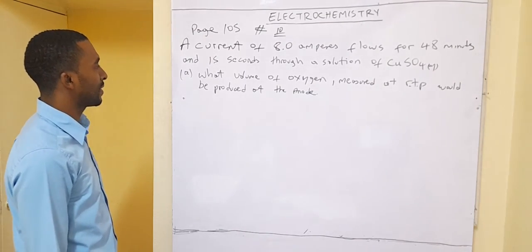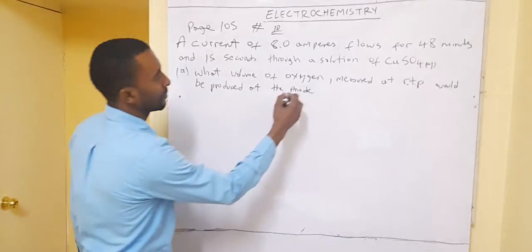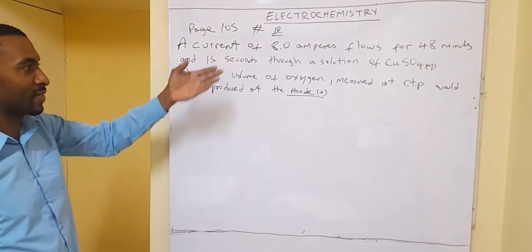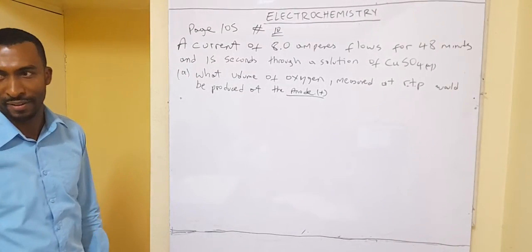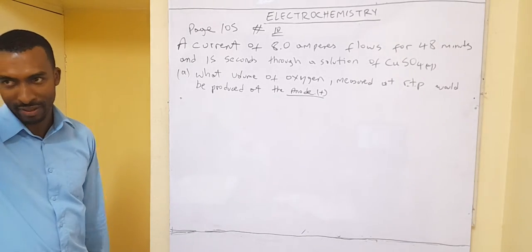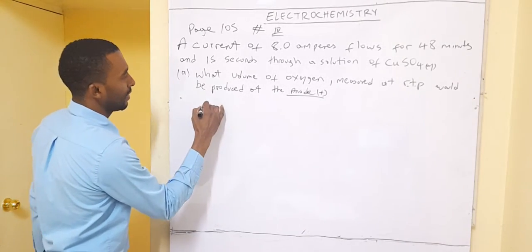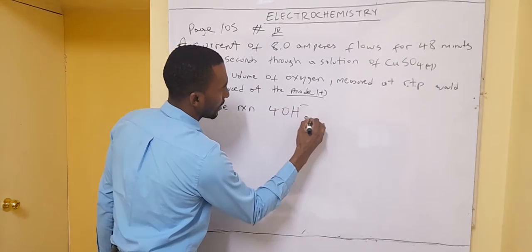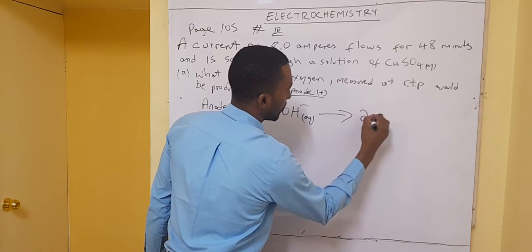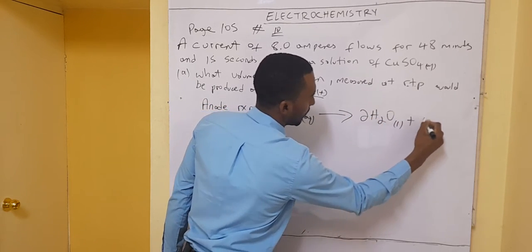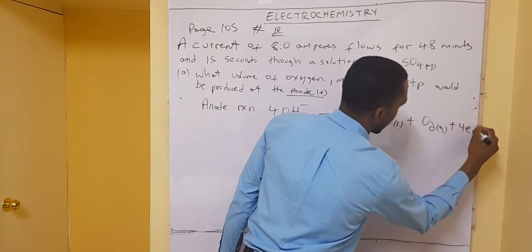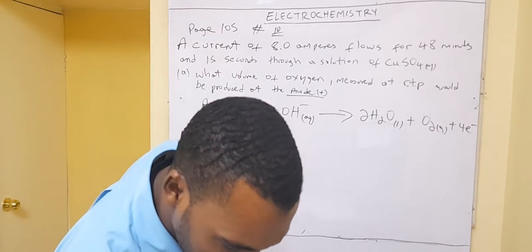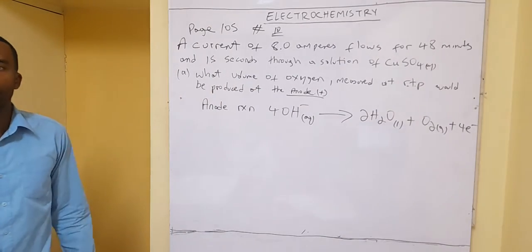So first thing, let's write the reaction. The anode is the positive electrode, right? And it states what volume of oxygen gas. So we know it's the hydroxide ion over the sulfate. Hydroxide ion is at the bottom, sulfate will be above it, right? So the anode reaction is 4OH minus (aq) produces 2H2O (l) plus oxygen gas plus 4 electrons. Alright?